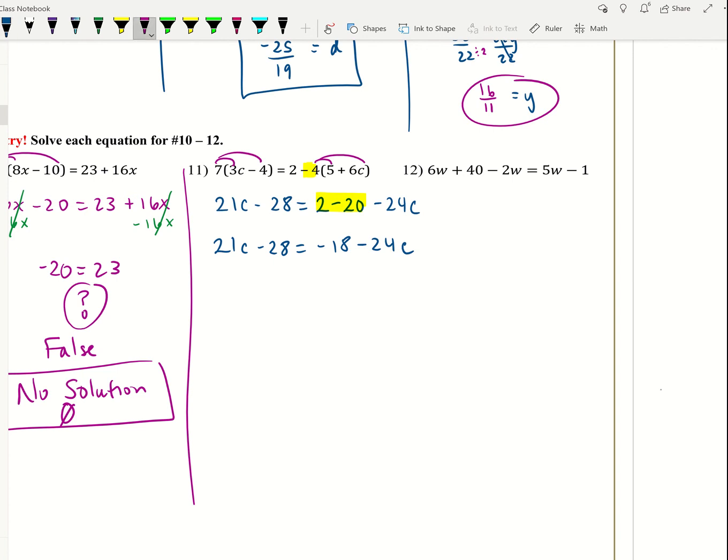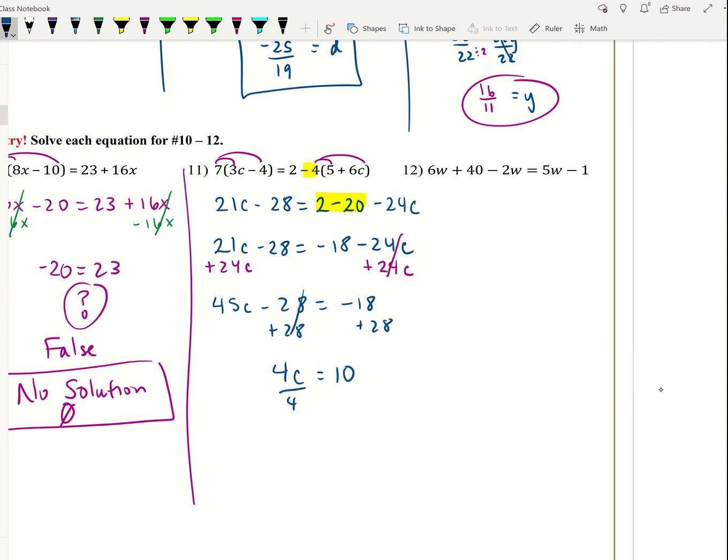Because my variables are on different sides, I'm going to cancel one set of them. I like to cancel the negative 1 if I have a negative 1. You cancel that through the opposite or the inverse operation. Notice I'm adding. So I would get 45c minus 28 is equal to negative 18. I'll add 28 to both sides. I'll show that step here. This is a little bit of a tough problem. Use the calculator to help you with negatives if you struggle.